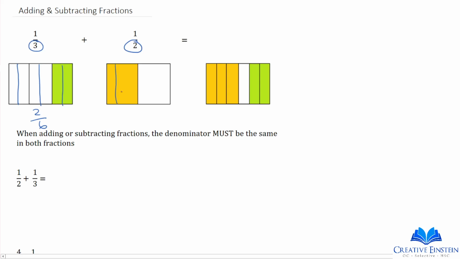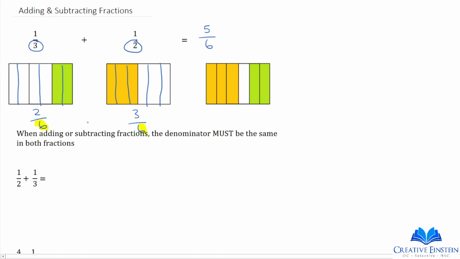And if I do the same with half, I get 3 out of 6. 2 over 6 plus 3 over 6 gives me 5 over 6 or 5/6. And you can see that in the final diagram. Now, when we're adding or subtracting fractions, we need to make sure the denominator is the same. So I've actually changed the denominator here, and they both became 6 in order for us to add. So we need to do the same with all of our adding and subtracting of fractions.